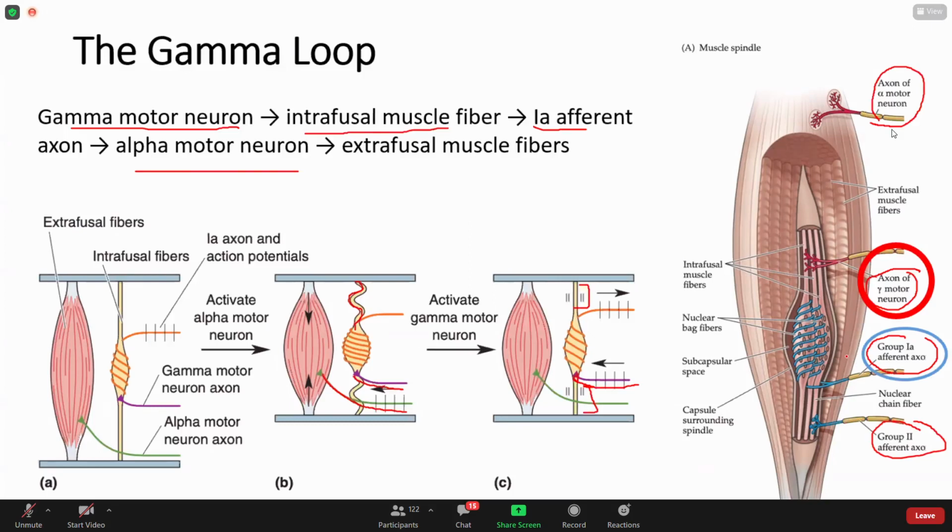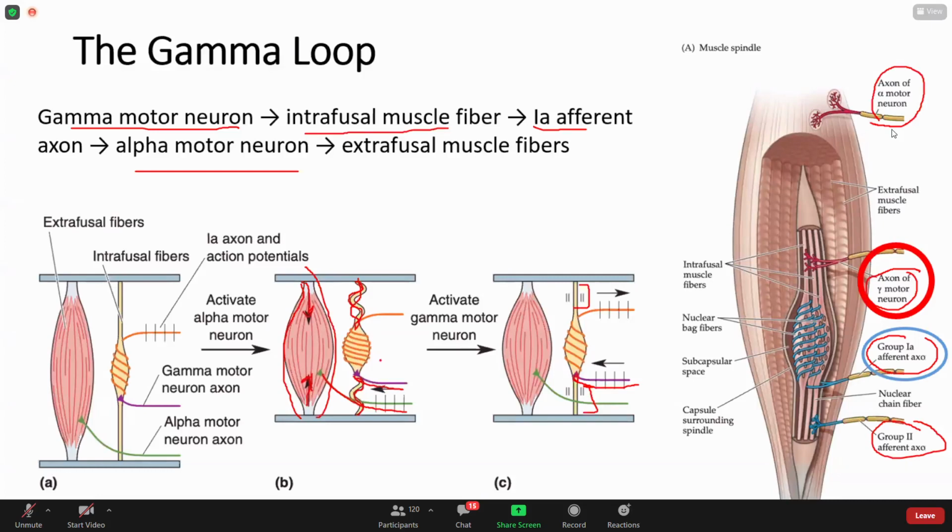So basically, when the extrafusal fibers are contracted, as in this example, this will make the intrafusal fibers slack, okay? They are not really contracted, as you can see, they are loose. And when they are loosened, the sensory neurons would not be able to detect changes happening to the extrafusal fibers, okay?